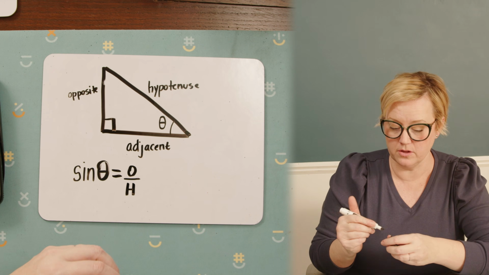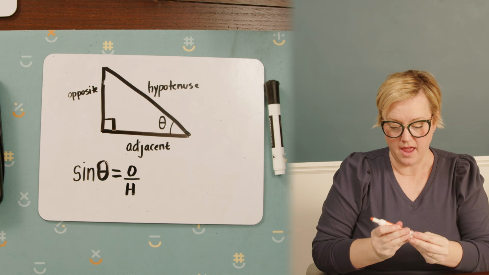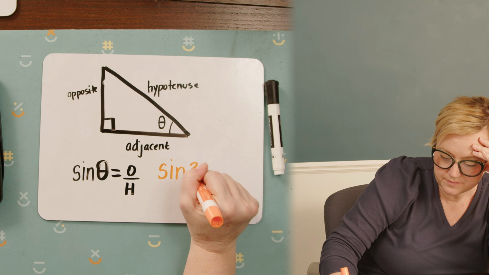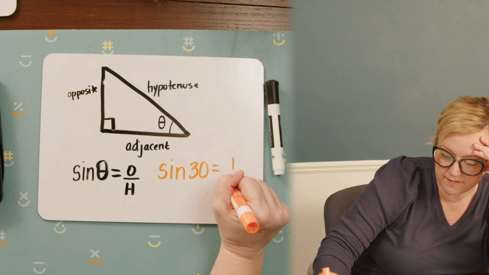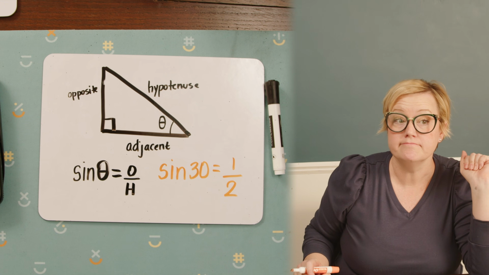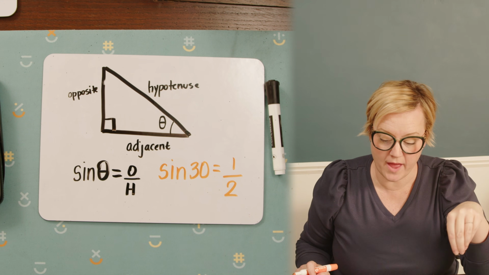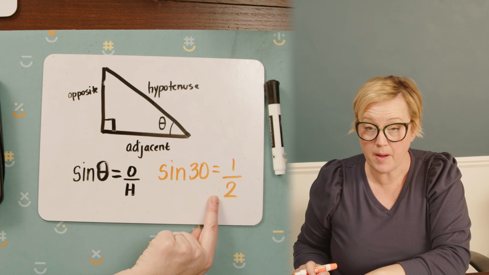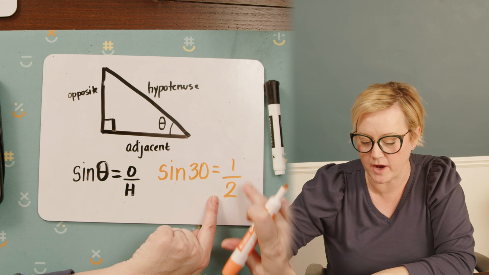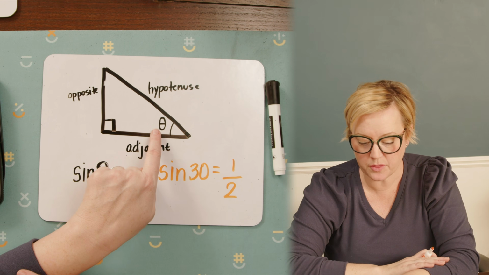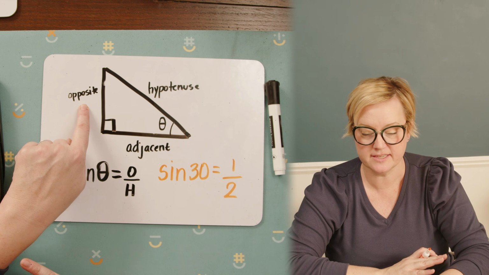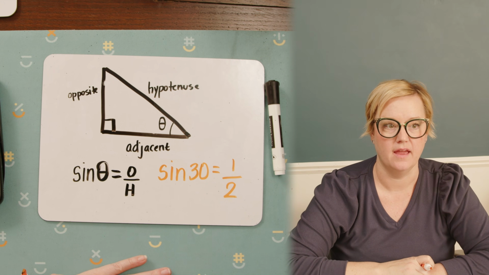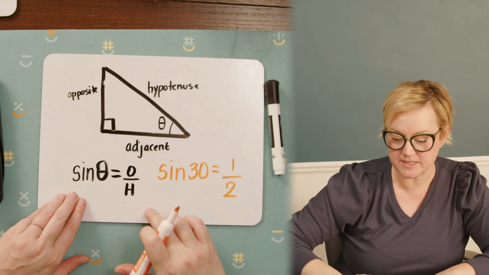So for example, sine of 30 degrees equals 1/2. Always. It doesn't matter what the side lengths are. What it means is that the hypotenuse is always going to be twice as long as the opposite. If that is a 30-degree angle, that's going to be half the length of that. Always. That's it. Okay. So sine is the opposite over the hypotenuse.